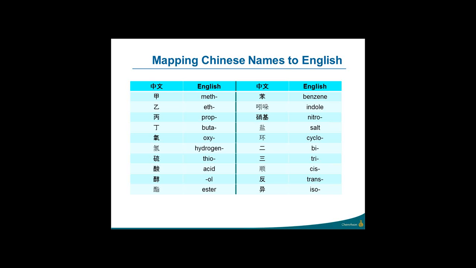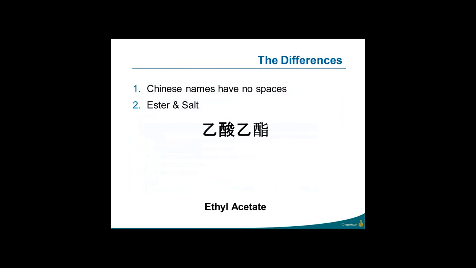So that sounds easy. Well, that's the good news. And here's the bad news. After all, Chinese and English are different, and they're actually quite different. For example, in Chinese names, there's no space in between.